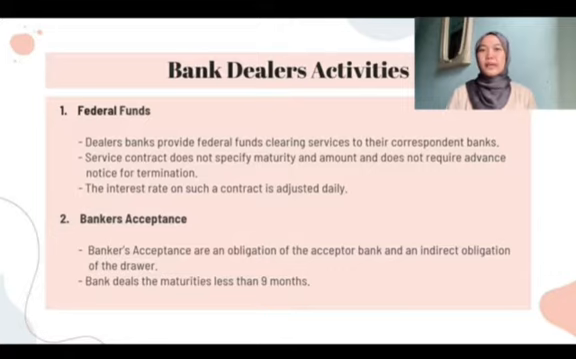The second one is bankers' acceptance. Bankers' acceptances are obligations of the acceptor bank and indirect obligations of the drawer. Bank deals have maturities generally less than 9 months.